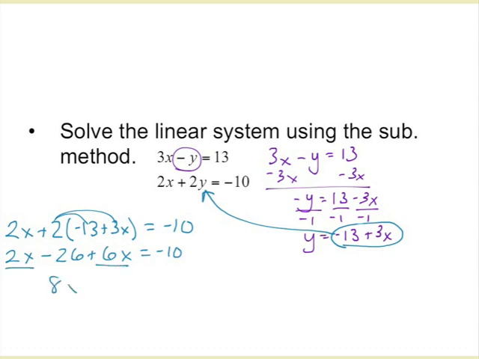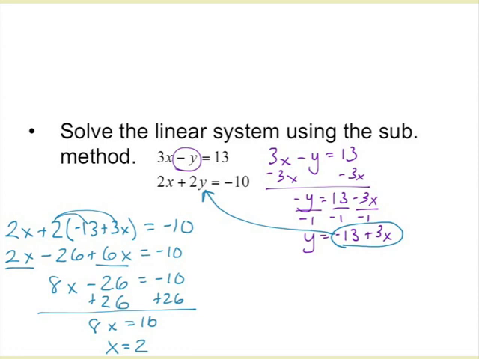Combine like terms. Add 26. And divide to find that x is 2. That's our first answer, but it's our third step of the problem. We literally have one more step to do, and that's to take that x is equal to 2 and substitute it or plug it back in to where we had solved for our one letter already.